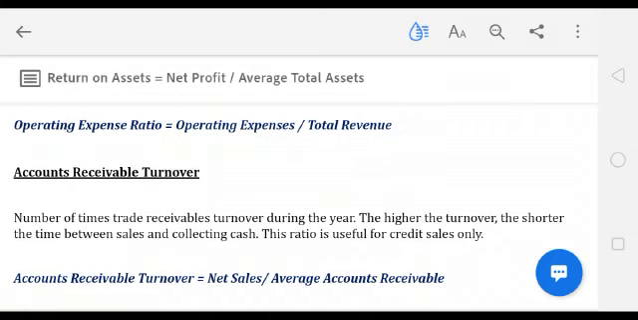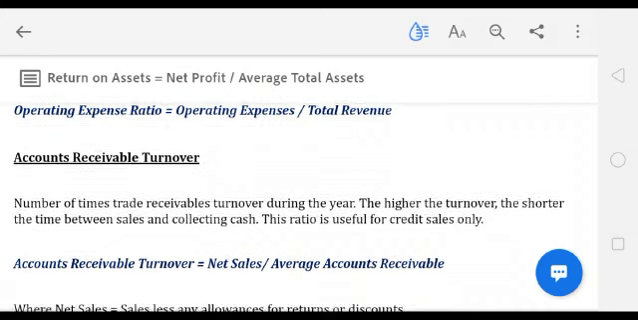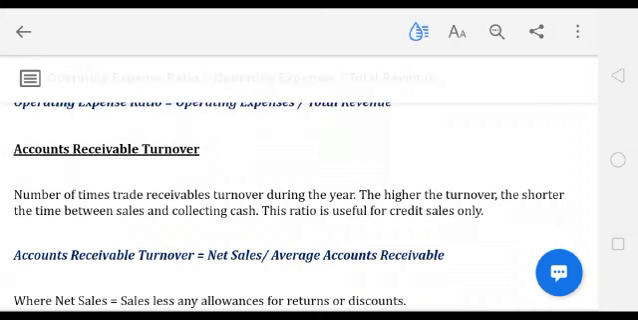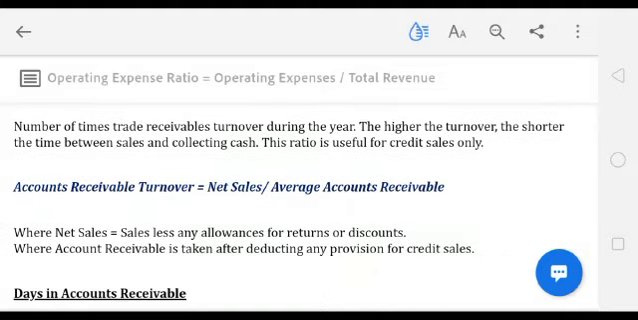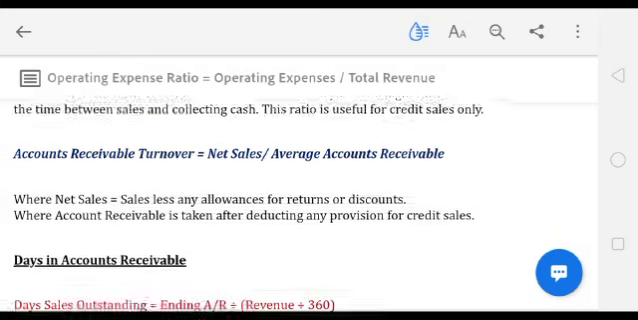It is the number of times trade receivables turn over during the year. The higher the turnover, the shorter the time between sales and collecting cash. This ratio is useful for credit sales only. Now, the formula for calculating the accounts receivable turnover is dividing net sales by average accounts receivable, where net sales is less any allowance for returns or discounts, and accounts receivable is taken after deducting any provisions for credit sales.